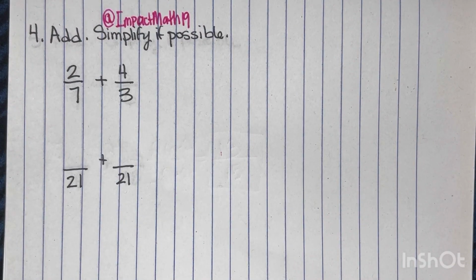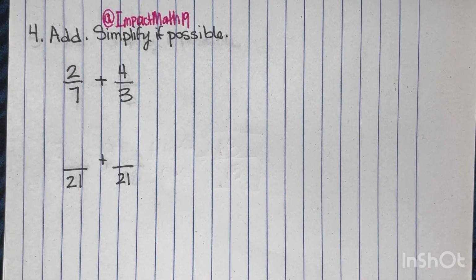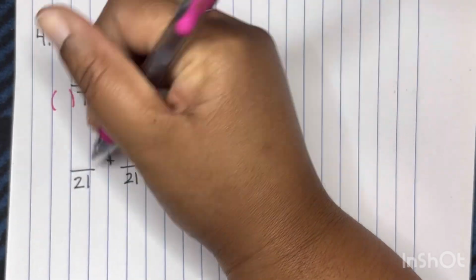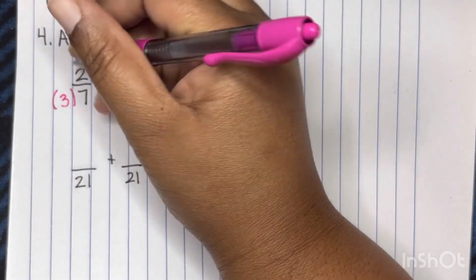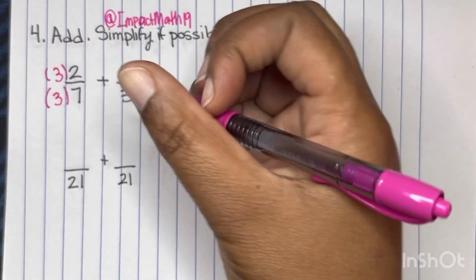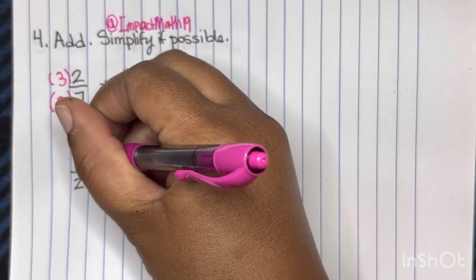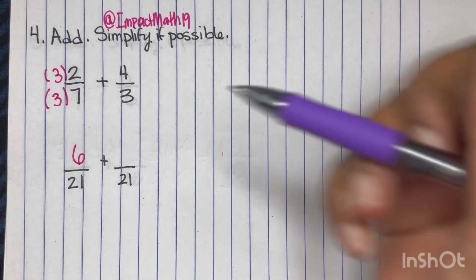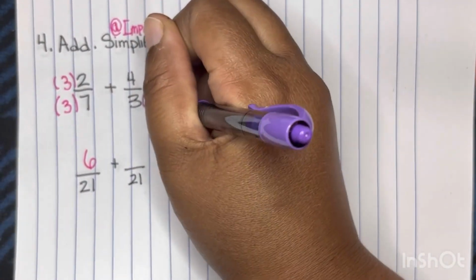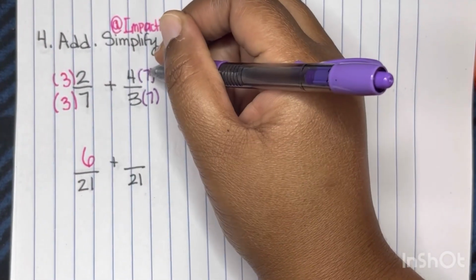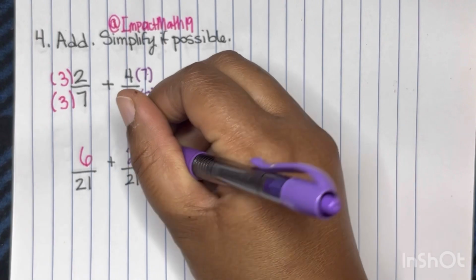So we're going to add 2 7ths plus 4 3rds. They told us that our common denominator is 21. So we're going to ask ourselves 7 times what gives us 21, which is 3. And what we do to the bottom, we do to the top. So 2 times 3, or 3 times 2, is 6. And then we can come over to the other side, and we can say 3 times 7 gives us 21. So we have to multiply 4 by 7, and that's going to give us 28.